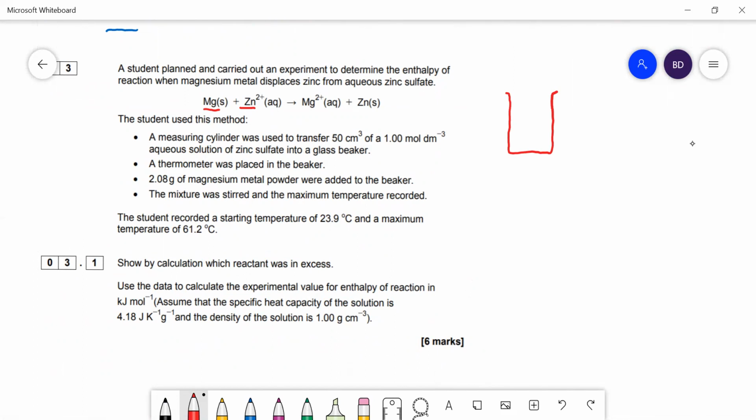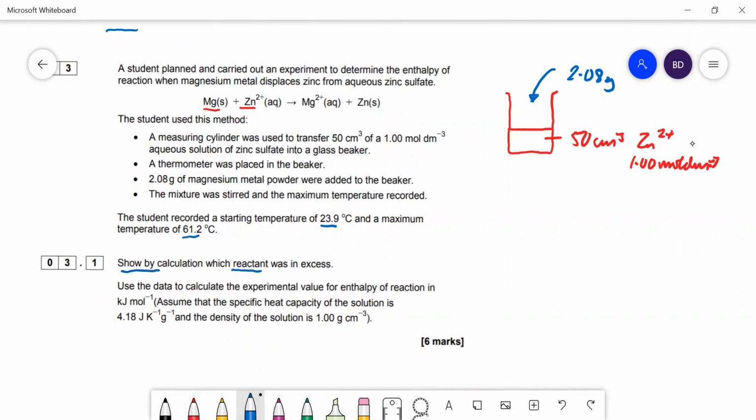So we've got a glass beaker there, and we have got 50 centimeters cubed of our zinc 2+ solution, 1 mole per decimeter cubed. And they're going to put 2.08 grams of magnesium into there. And measure the temperature. Okay, so he started off with that temperature and he's finished up with that. Right, first of all, show by calculation which reactant was in excess.